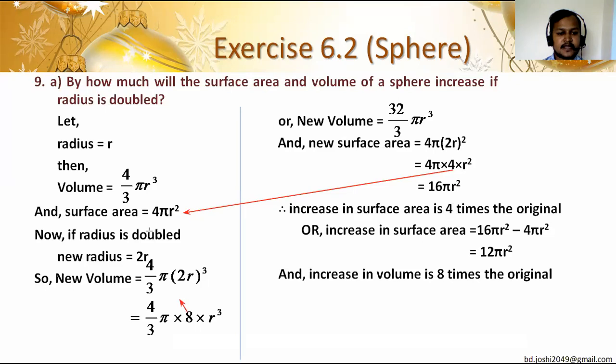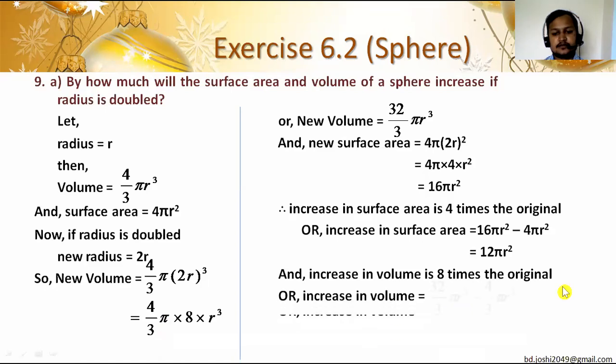यहाँ पनि त्यही कुरा आयो, 8 times of this one. अघिल्लो volume को भन्दा 8 times छ. अथवा if we want to calculate in terms of difference, as a difference calculate गर्यो भने, subtract the smaller one from the greater one. 32 by 3 pi r cube minus 4 by 3 pi r cube. Subtract it. 32 minus 4, 28 by 3. 28 by 3 pi r cube. This is the increase in volume if we find the difference between the previous volume and the new volume.